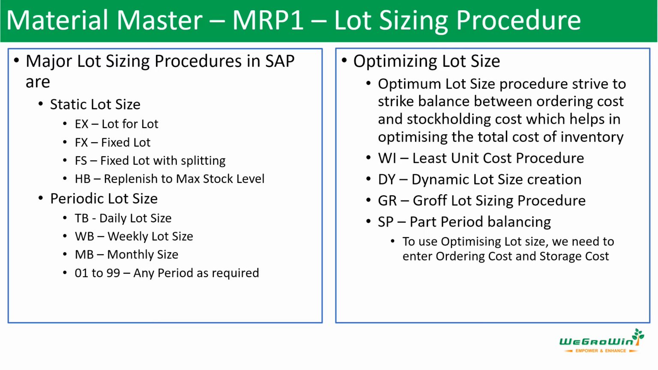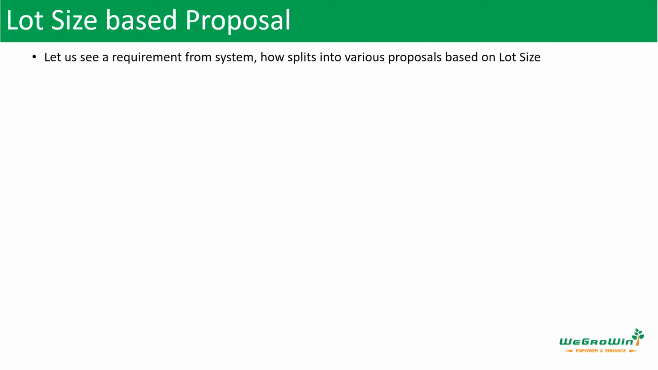Optimizing lot size means they will consider what is the cost, what is the least cost, what is the dynamic lot size, like that it will take. And using optimizing lot size is a little bit cost oriented. So now let us focus on the static lot size and periodic lot size. Even if you use these two lot sizes properly, that will be good enough for the organization. So we'll see with some examples now how these proposals are split based on the lot size.